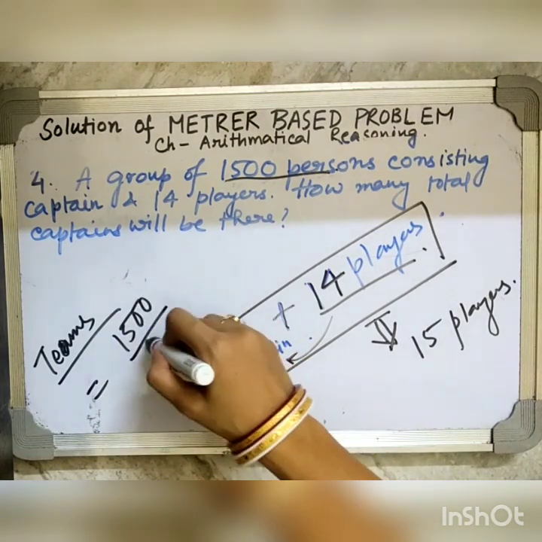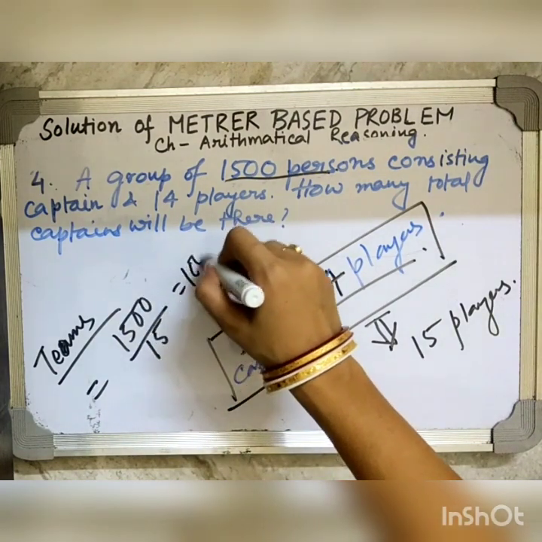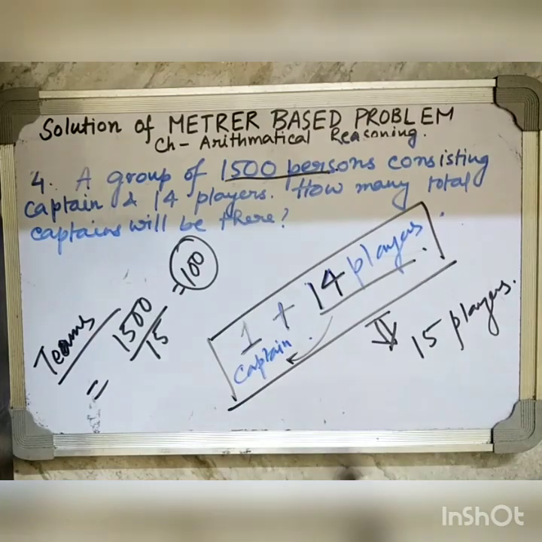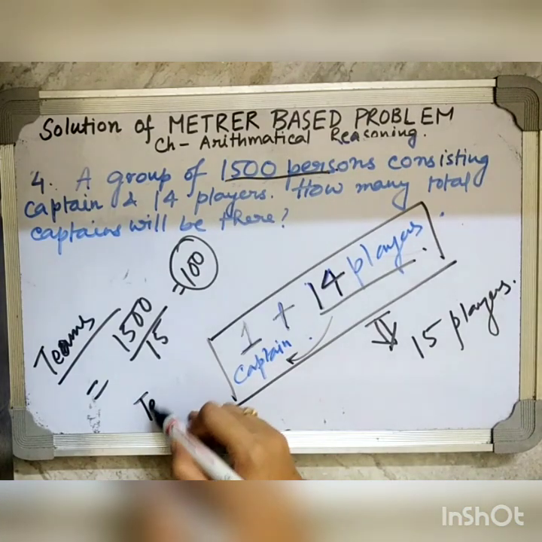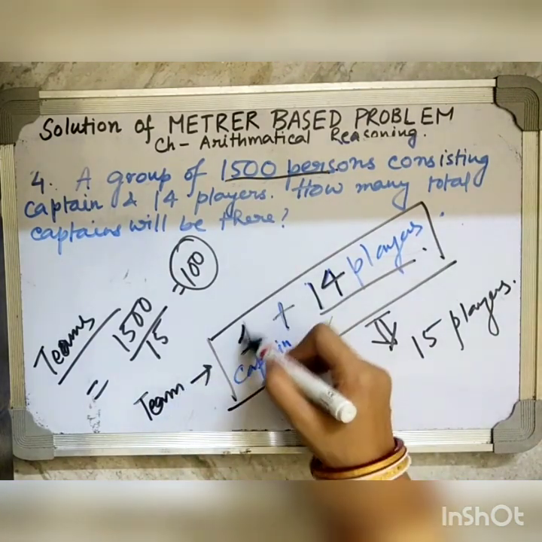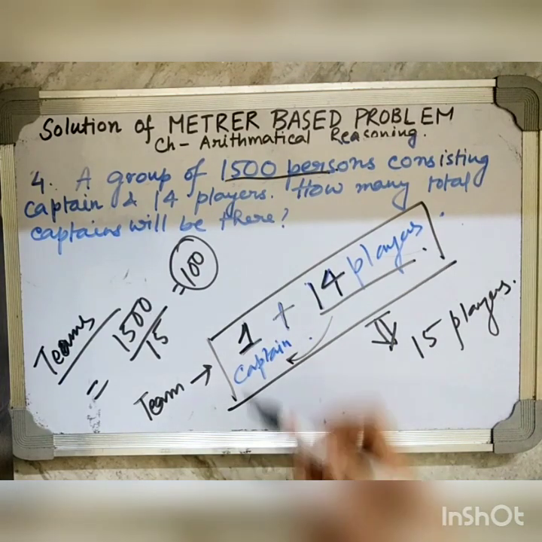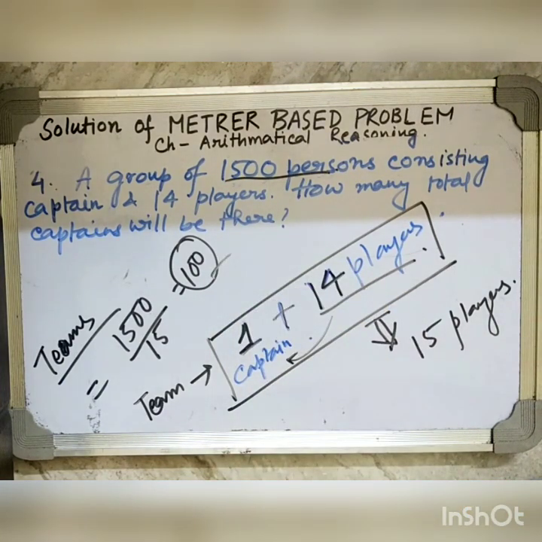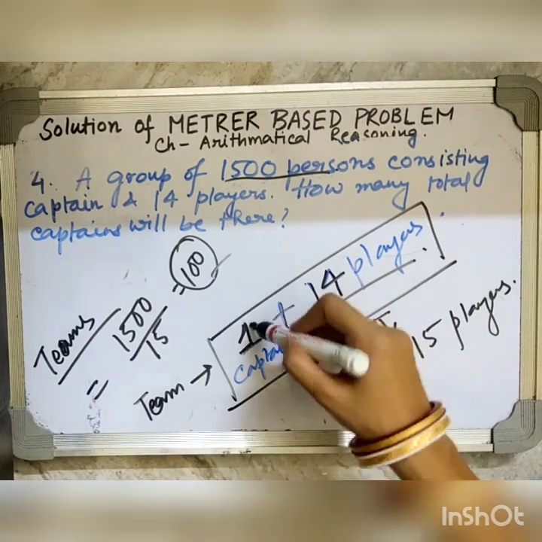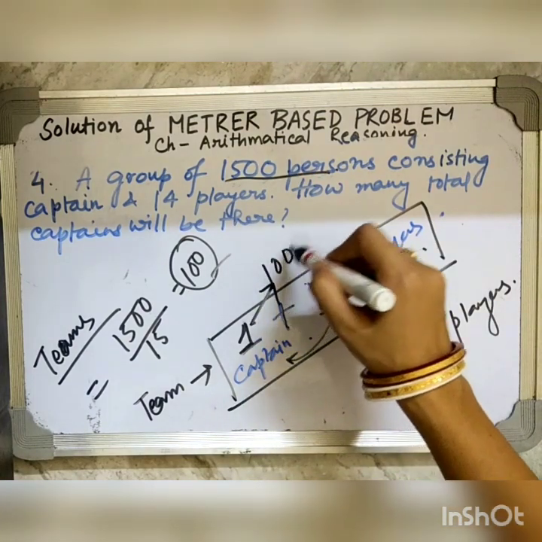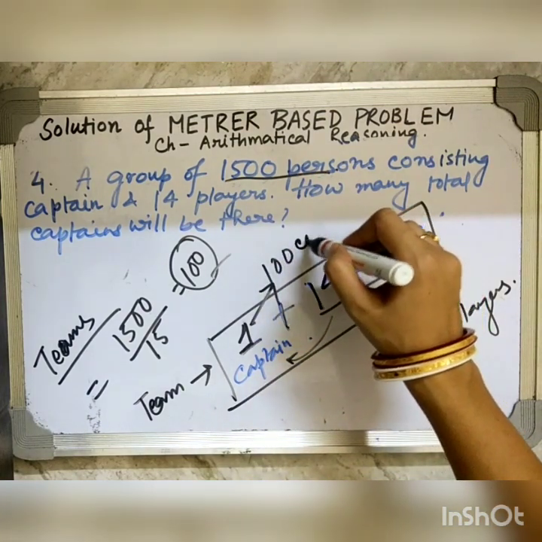1500 divided by 15 is equal to 100 teams will be formed. In each team there will be one captain. Okay. So total number of teams is 100. So we will get 100 captains.